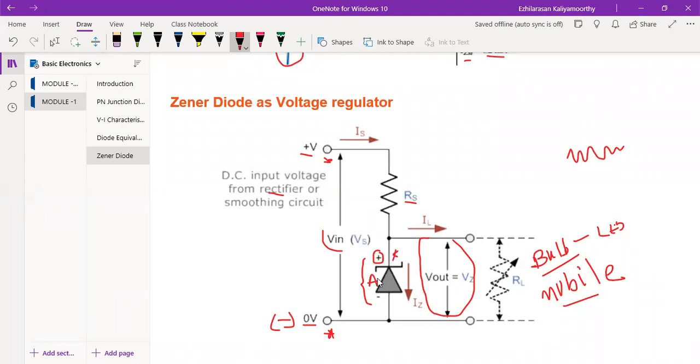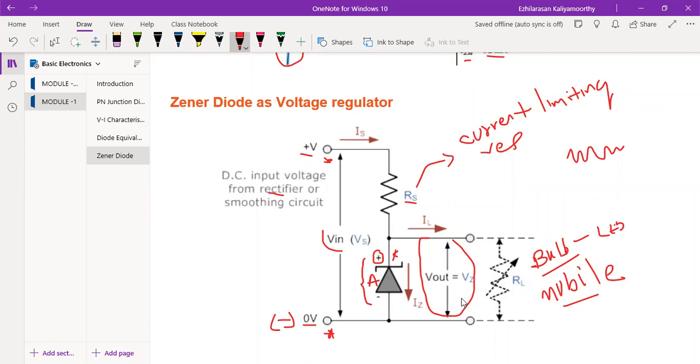Now here, what we'll do is pass a small current through this diode, because it's connected in reverse bias, from this voltage across it via a suitable current limiting resistor. This RS is nothing but a current limiting resistor. So the Zener diode will conduct sufficient current to maintain a voltage drop of Vout.